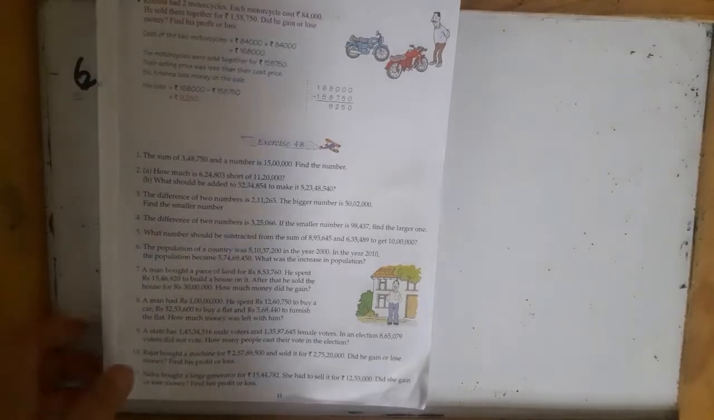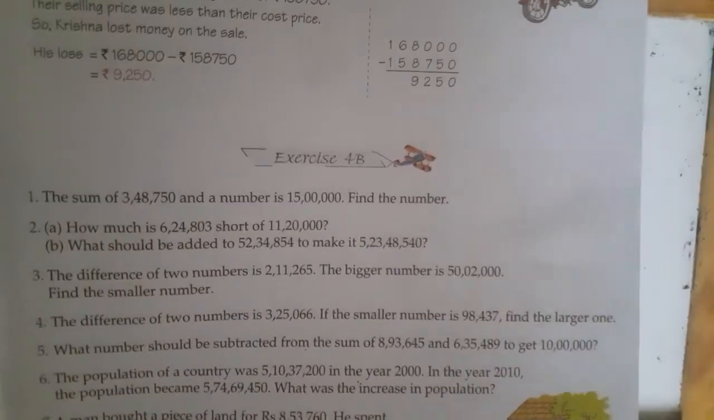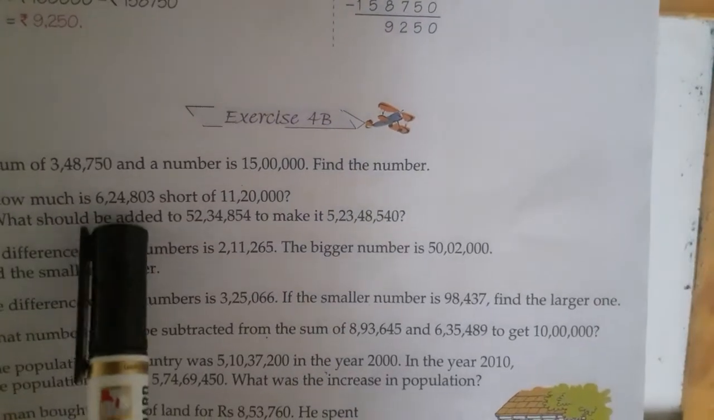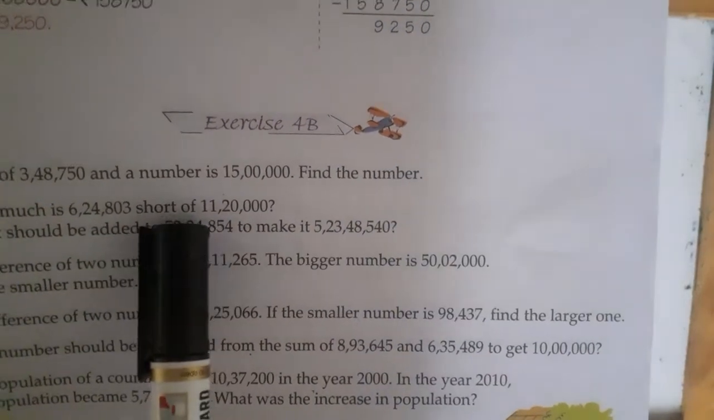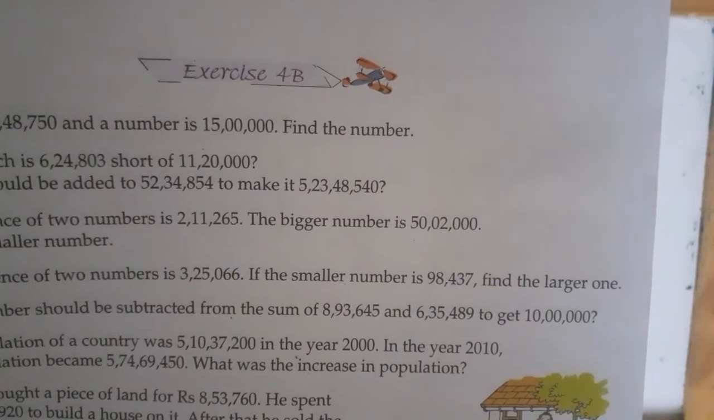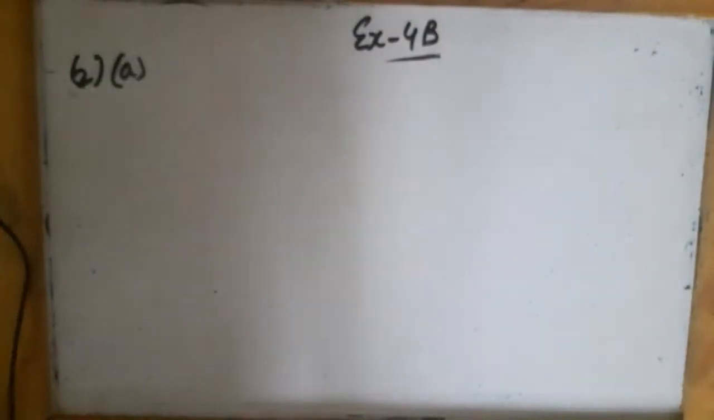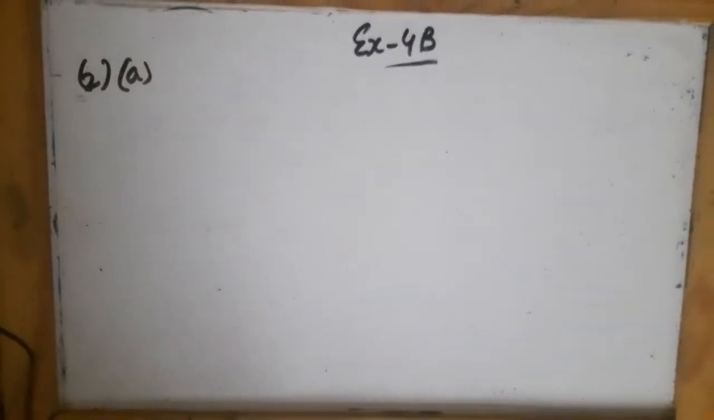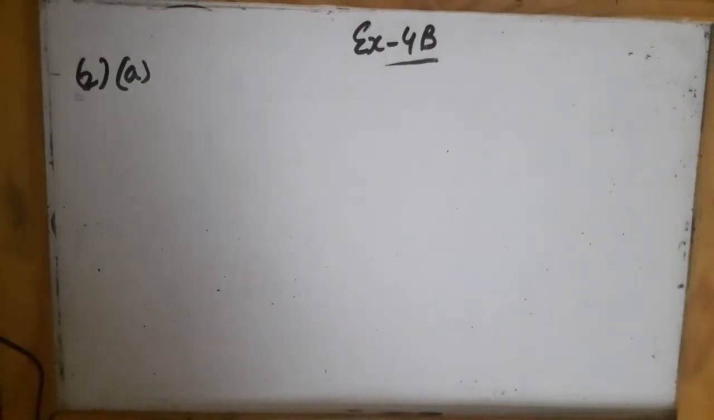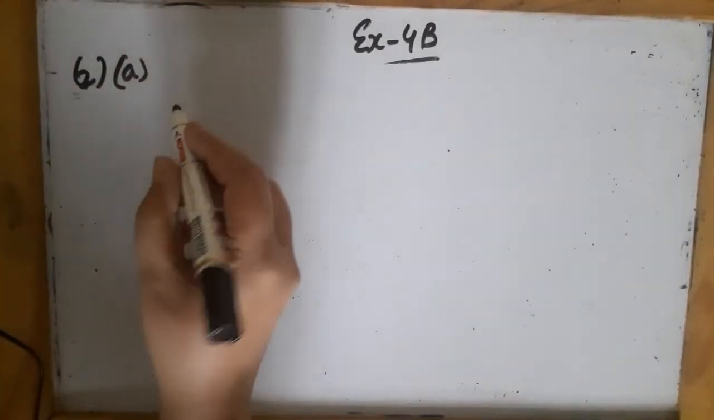In the second question you can see there are two parts. In the first part they are saying how much is this number which is 6 lakh short of 11 lakhs. जो 6 lakhs है वो 11 लाख से कितना छोटा है. शॉर्ट ऑफ मीन्स कितना छोटा है. Now when we have to find how much smaller or how much bigger one number is than another, in both the cases what we do, we subtract the numbers. We subtract the numbers which are given.